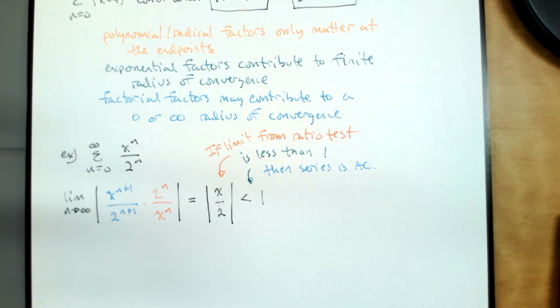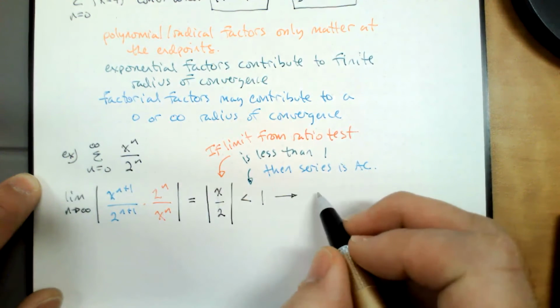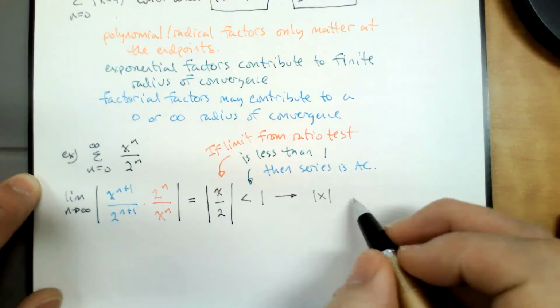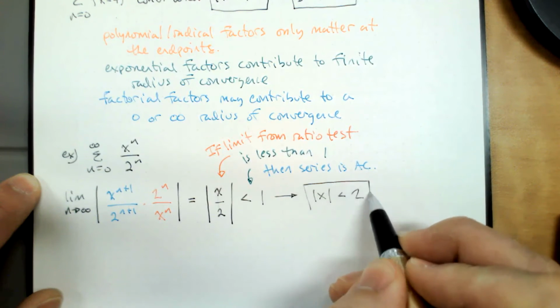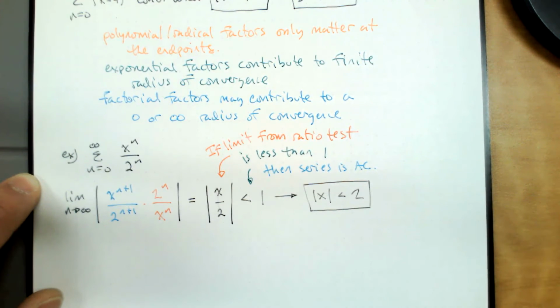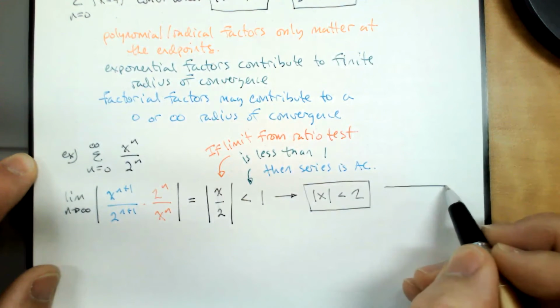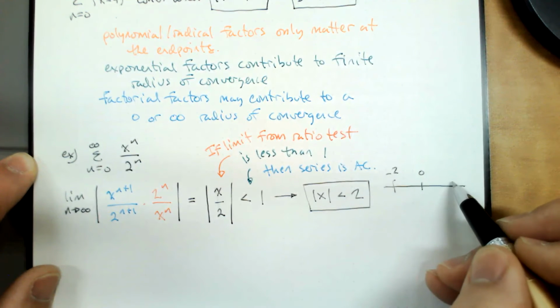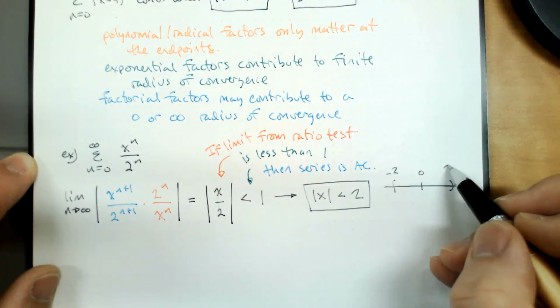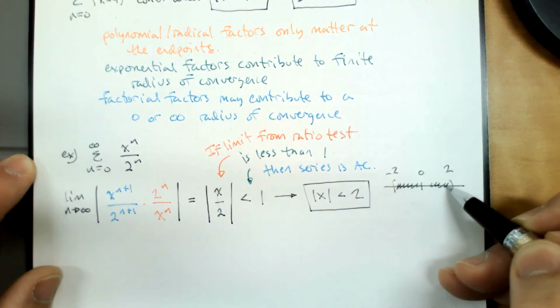We're doing a ratio test. It's going to end up with a variable. Multiply both sides by 2, and x has to be less than 2 in absolute value. This is everything between -2 and 2. So our center is still 0. And we'll get everything strictly between -2 and 2.